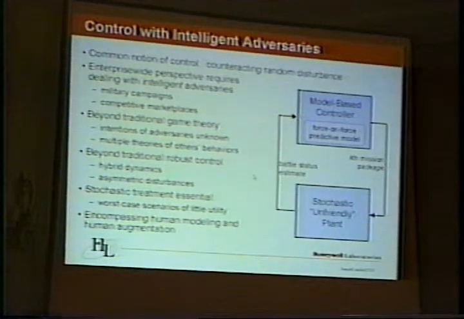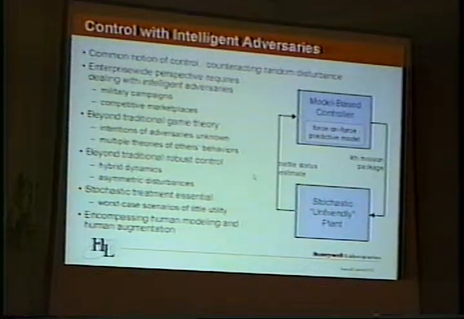And it's important also to recognize that at the scale of enterprises, the human is very much part of the loop. The human ends up being part of the controller in a sense, because they're human decision makers that have to be involved, and part of the plant as well. So your actuation may involve human forces, and your enemy may have human forces as well in the military scenario. And so you need to encompass human modeling and human augmentation as part of this overall notion.